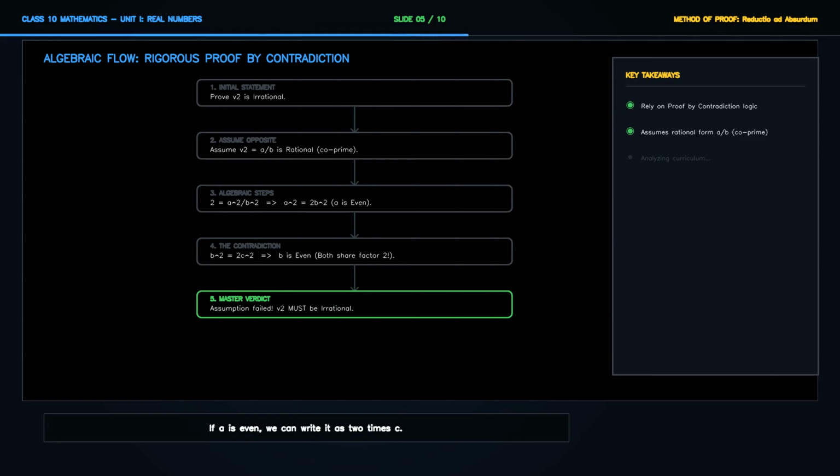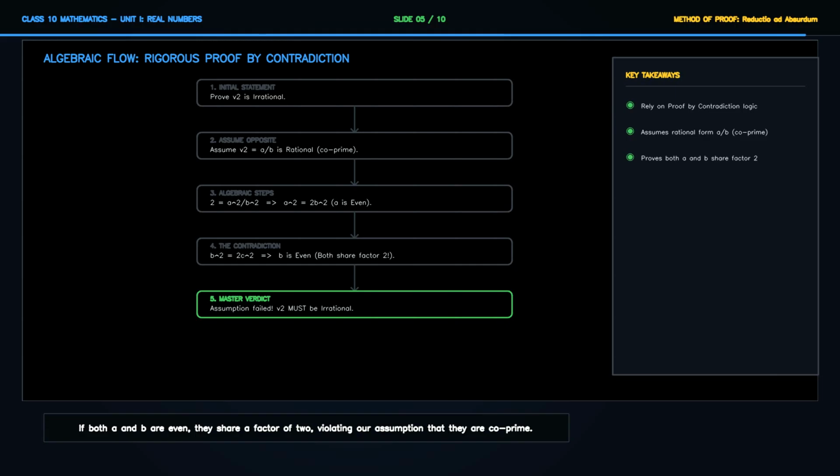This means a squared must be an even number, so the integer a must be even. If a is even, we can write it as 2 times c. Substituting this back gives 4c squared equals 2b squared, which simplifies to b squared equals 2c squared. This means b is also even. Contradiction: if both a and b are even, they share a factor of 2, violating our assumption that they are coprime.